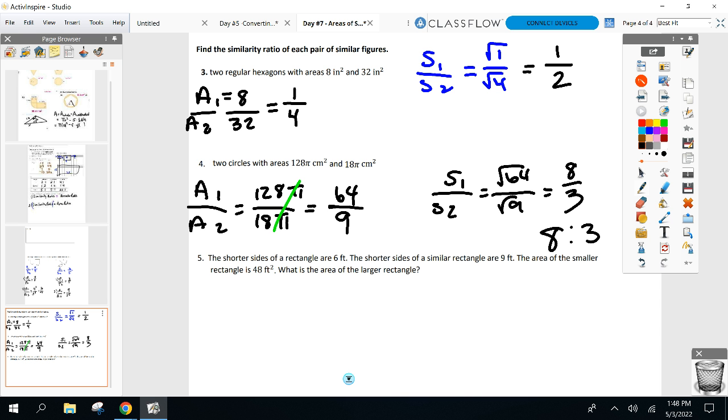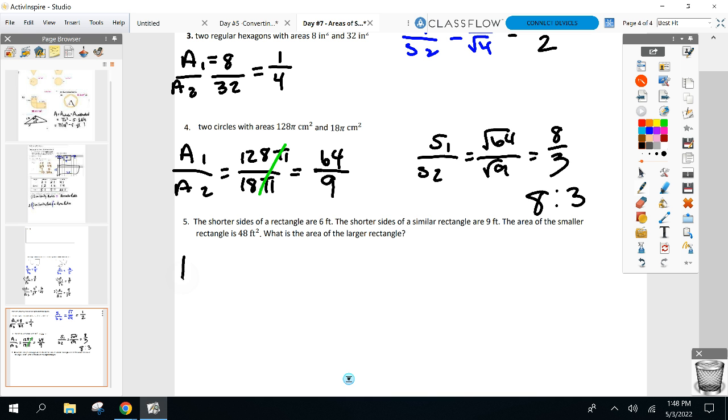All right, all that work for this problem right here. You got 2 rectangles that are similar. One has a short side of 6. The other has a short side of 9. The smaller one's got an area of 48. What's the area of the bigger one? Here's where we're going to put all that work to use now.